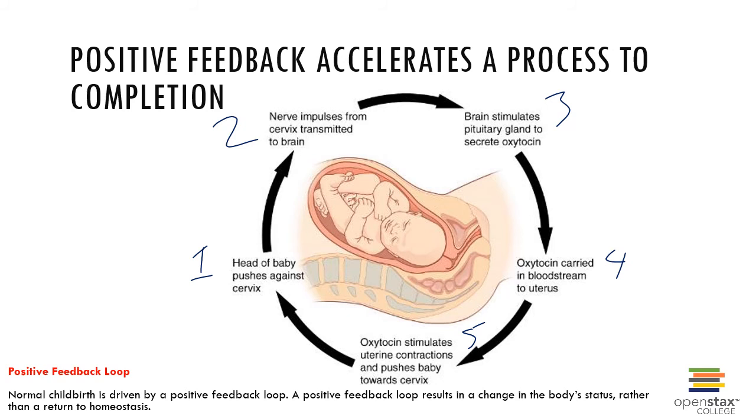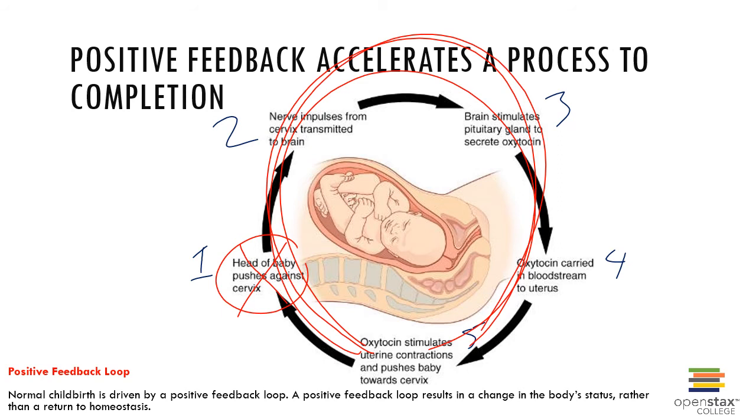And it just keeps going and going until there is no more pressure on the cervix. That shuts down the system. But until this is removed, this will keep occurring again and again until the baby's delivered. So that's an example of a positive feedback loop.